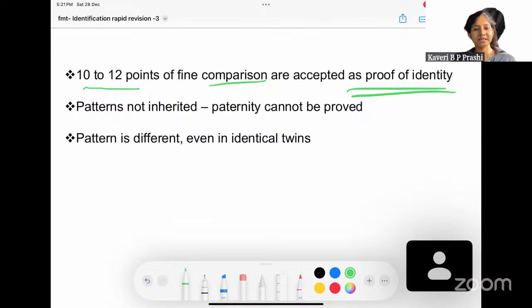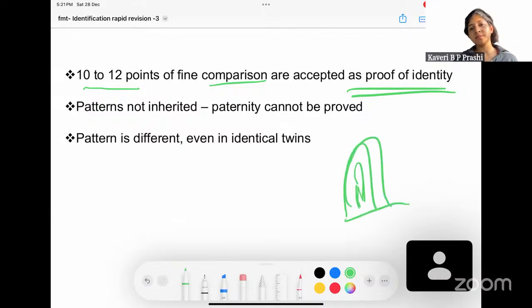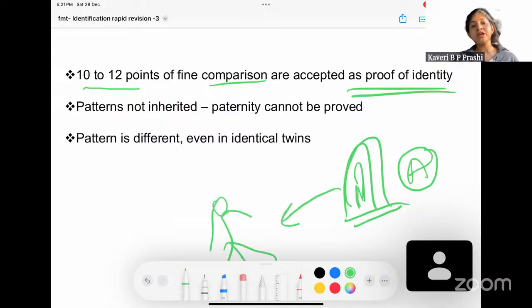In order to say that the particular fingerprint of a person, like if you have a fingerprint on a paper, and imagine that is of a person A, exactly matches with this live person, you should have around 10 to 12 points of fine comparison that match between both.